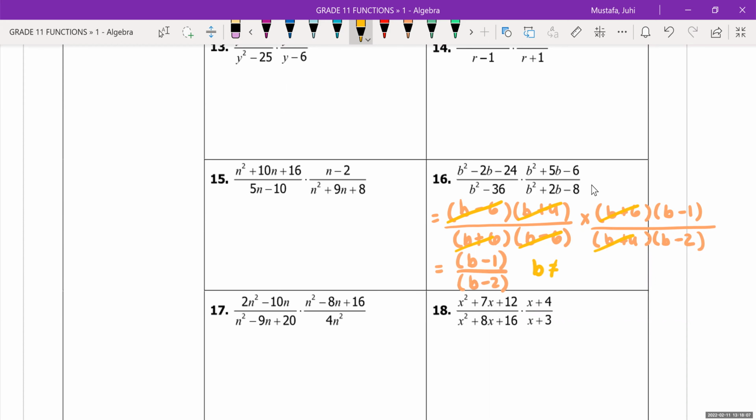b cannot equal, I look at what I crossed out. So negative 6, positive 6, negative 4, and positive 2. So negative 6 will go first, then negative 4, then 2, and then 6.